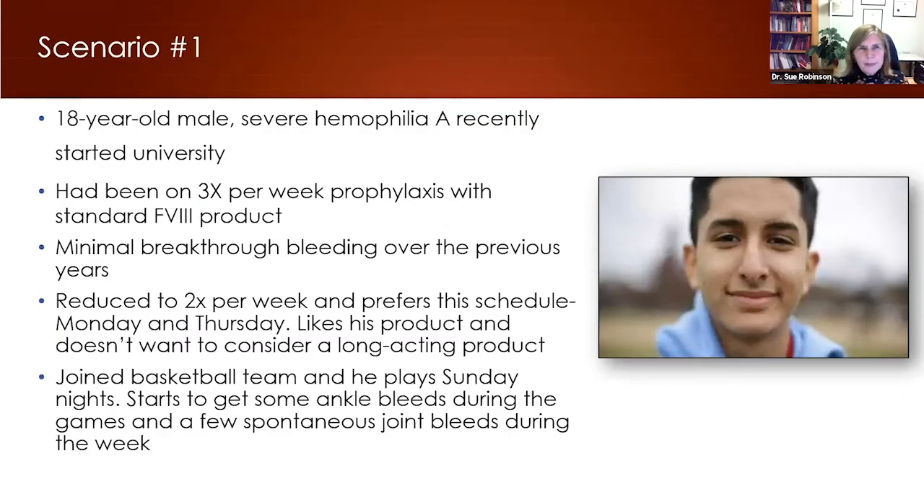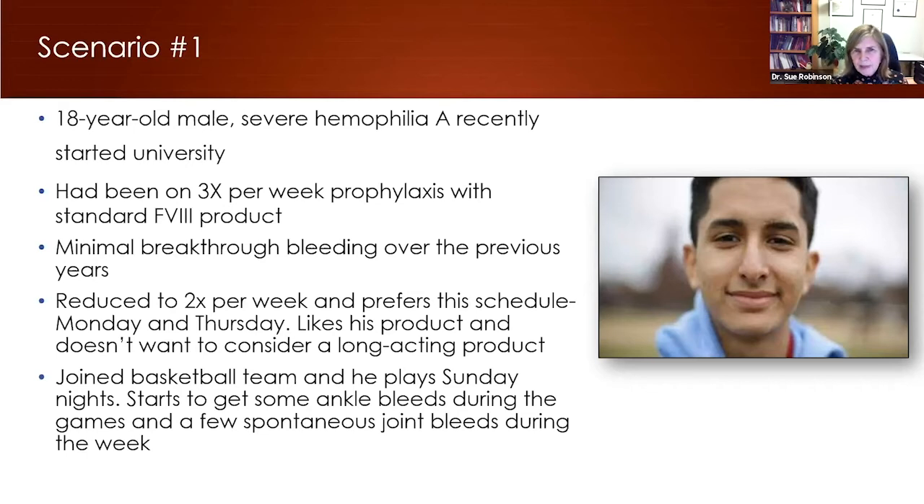Next. So just a couple of scenarios. So this is an 18-year-old male, severe hemophilia A, recently started university and has been on 3 times a week prophylaxis with standard half-life factor VIII product. Minimal breakthrough bleeding over the previous years, doesn't have any target joints. And this summer, he decided to reduce to twice a week. He likes this better. He wants to keep to this schedule. And right now it's Mondays and Thursdays. He likes the product he's been on. He's been on the same product for a while. He does not want to consider a long-acting half-life product.